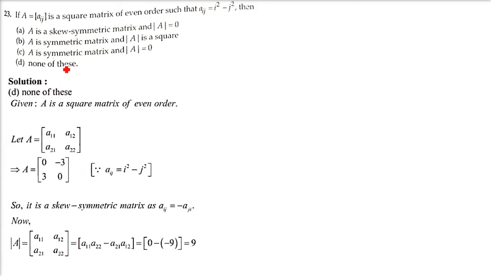If Aij is a square matrix of even order such that Aij equals i square minus j square. Now you'll see that part of the options are correct, but the answer is D. How? First of all, even order means 2 by 2, 4 by 4, 6 by 6, like this. So let us take the example of 2 by 2. Now if we take the example of 2 by 2, these are 2 rows, 1 and 2, and 2 columns, 1 and 2. So this is A11, A12, A21, A22.